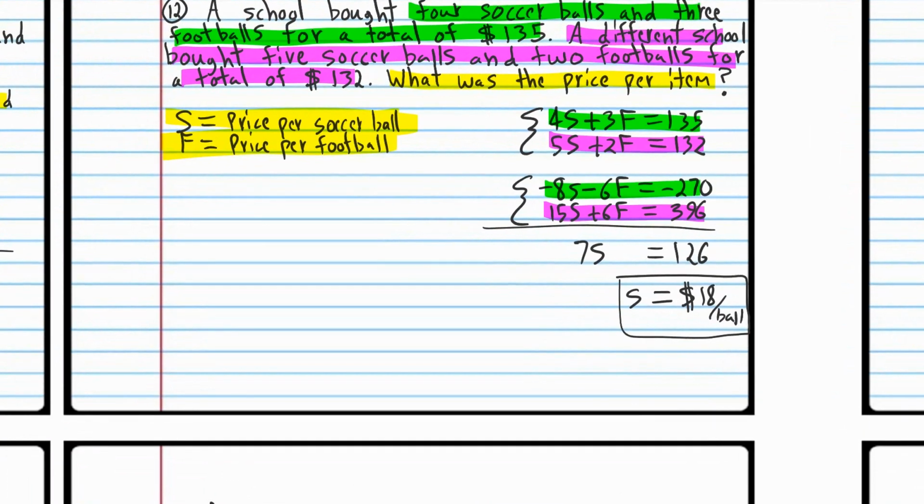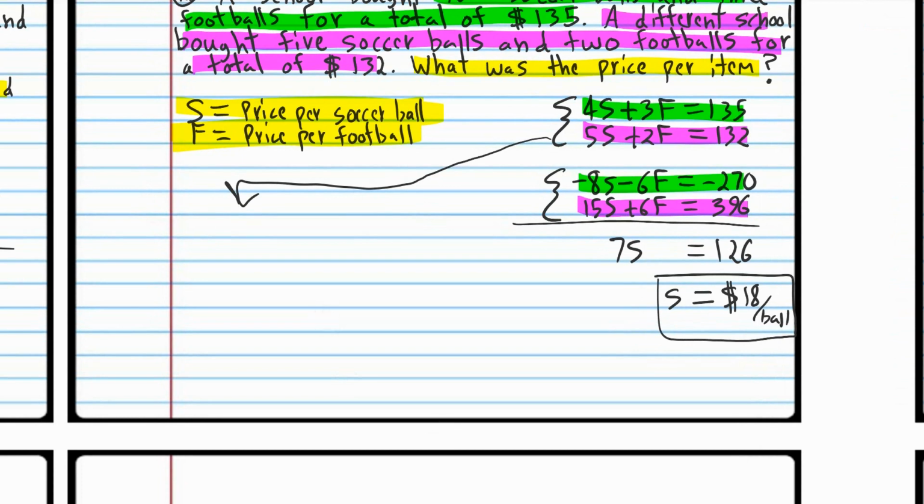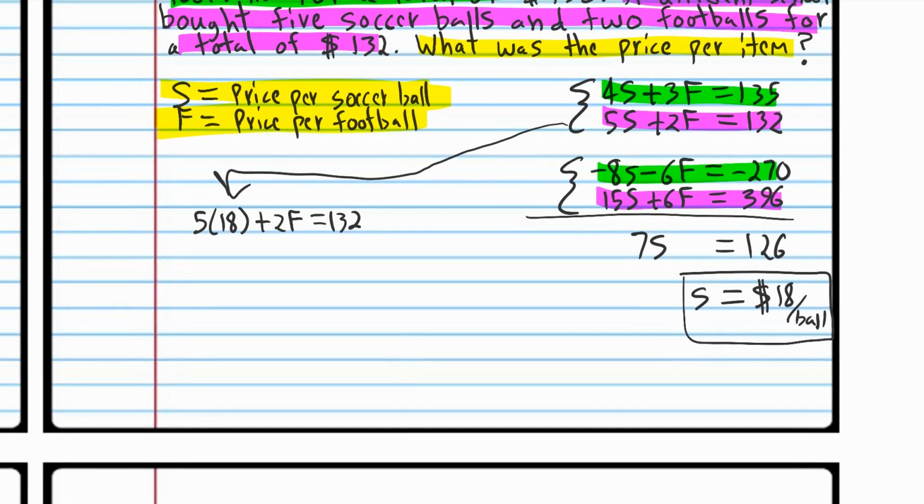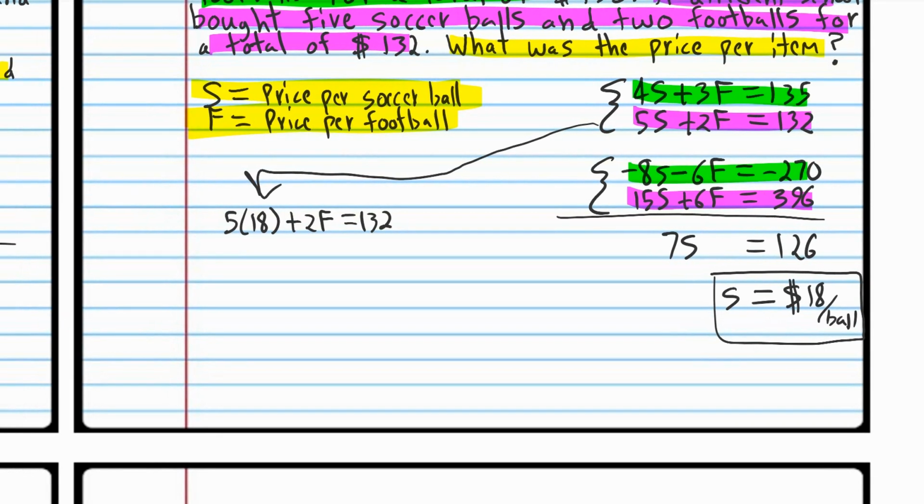And we can use either of these equations to find the price per football. I'm going to use the bottom equation. So 5 times 18 plus 2F is equal to 132. We're just plugging in the $18 for the price per soccer ball. And 5 times 18 is 90. And then we have a two-step equation. Subtract 90 from both sides. And divide by 2, and we get 21. $21 per football.